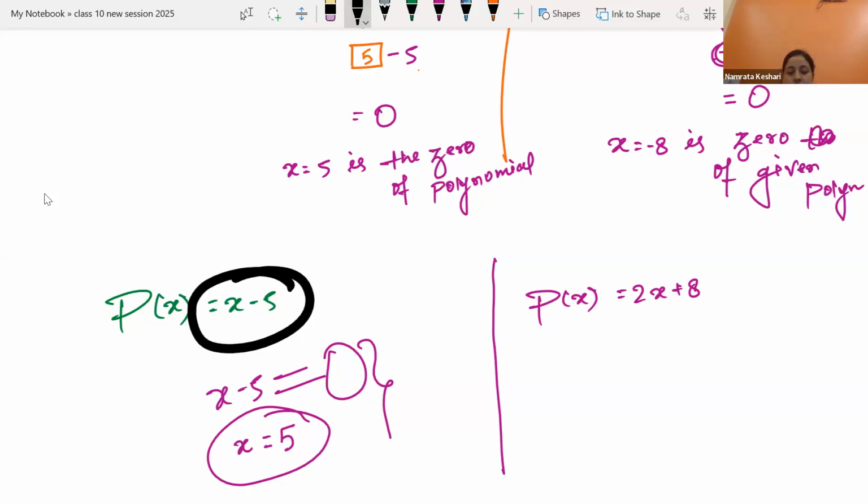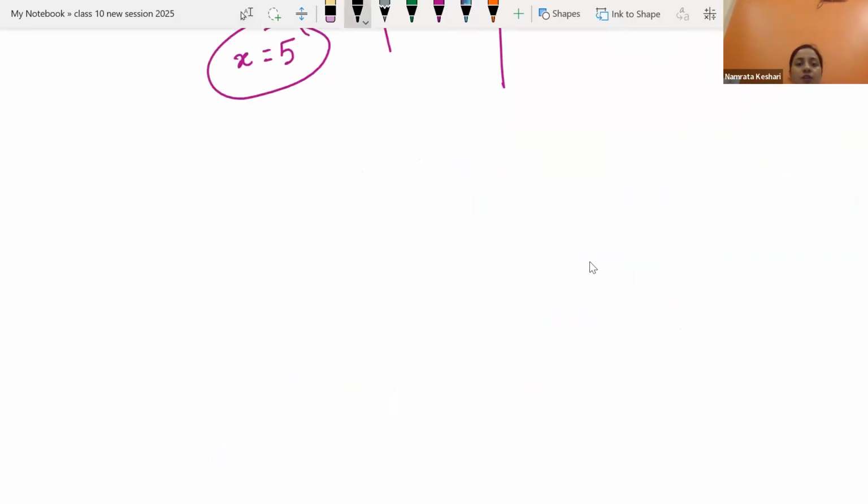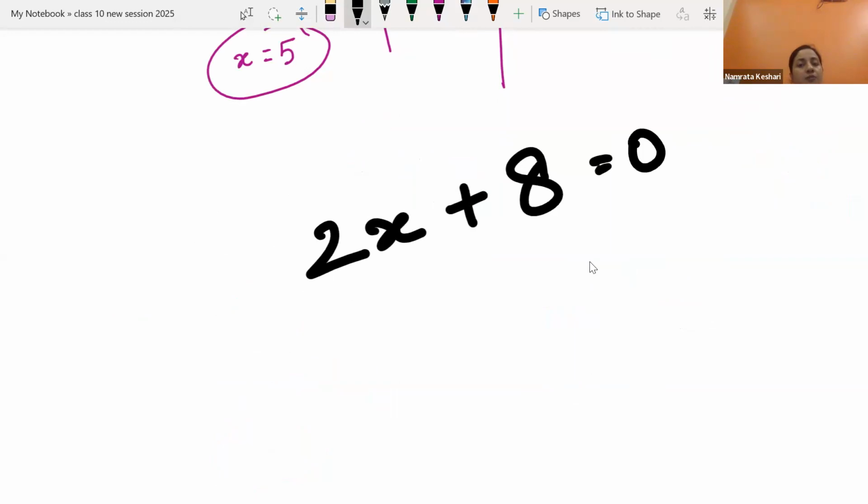Minus 8. Is it minus 8? We will be taking whatever polynomial we are having, taking it equals to 0. And then forget about everything and focus on solving this equation by using the class 6 or maybe class 7 method. What is the x value? 2x plus 8 is equals to 0. Then x will be, this 8 we will be shifting to the other side. It will be 0 minus 8, right?